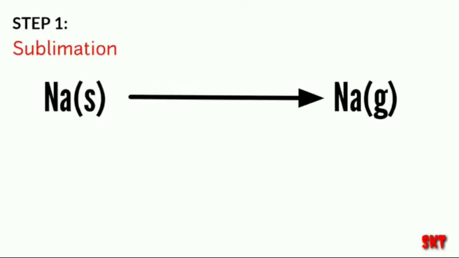So the first step is sublimation of Na solid into Na gas. What is sublimation? Sublimation is a process of converting a substance in solid into a substance in gas without actually touching the intermediate states. So sodium solid, with the help of some energy, that is sublimation energy, can be converted into sodium gas. So this step is called sublimation of sodium solid into sodium gas. This is the first and foremost step.